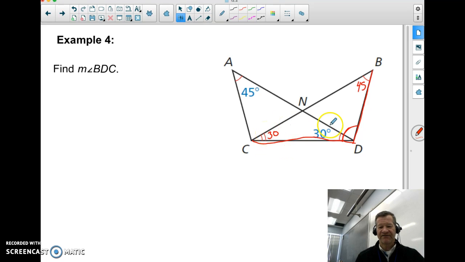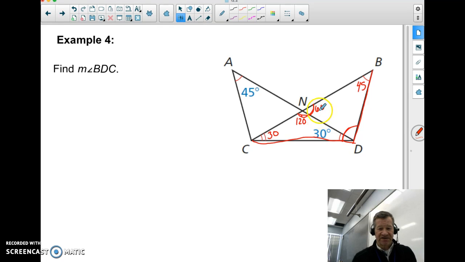You can't always find the measure of the angle you want right away. I have a triangle down here with two 30-degree angles. Therefore, this angle has to be 120 because these three angles have to add up to 180. So 30 and 30 make 60. Subtract that from 180, you get 120. Continuing, this whole thing makes 180. So this angle here would be 60.